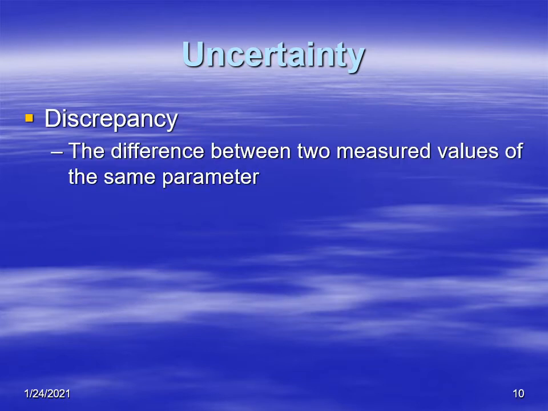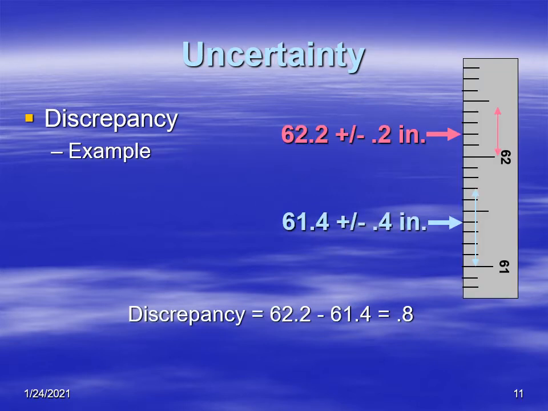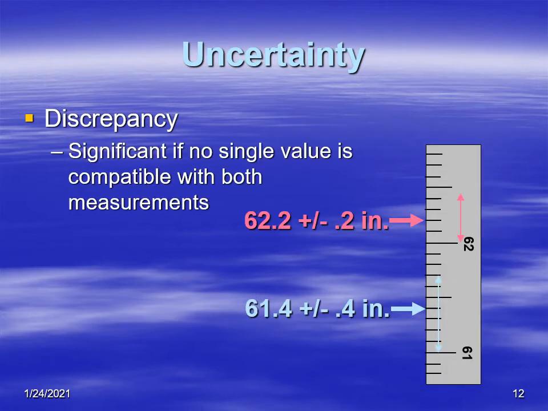When we define discrepancy, what we mean is the difference between two measured values of the same parameter. Looking at the measurement of a Viking, we had 62.2 and 61.4. The difference between those two is 0.8, and that is your discrepancy. We say the discrepancy is significant if there is no single value which is compatible with both measurements.